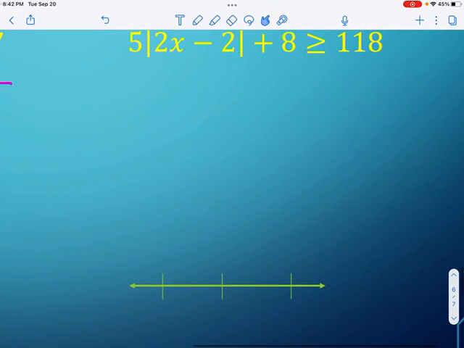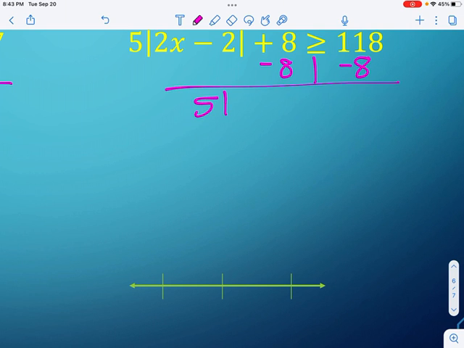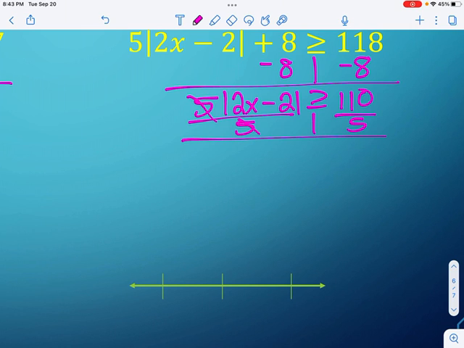Okay, let's take a look at this last one over here. So once again, we need to get the absolute value by itself. So the first thing I'm going to do is subtract 8, and I would get 5 times the absolute value of 2x minus 2, and that is going to be greater than or equal to 110. Then I need to get rid of the 5, so I'm going to divide by 5. And that's going to give me the absolute value of 2x minus 2 is greater than or equal to 22.